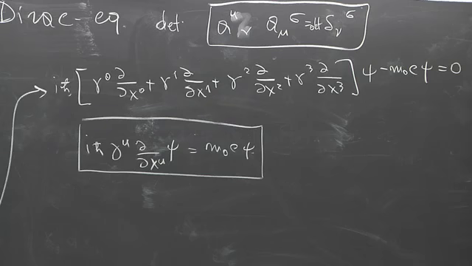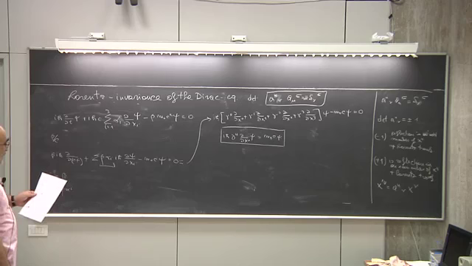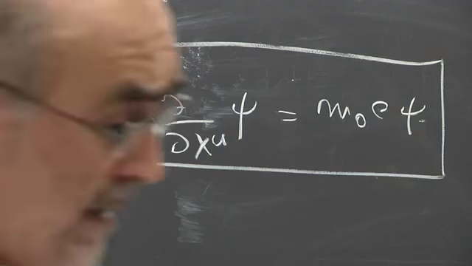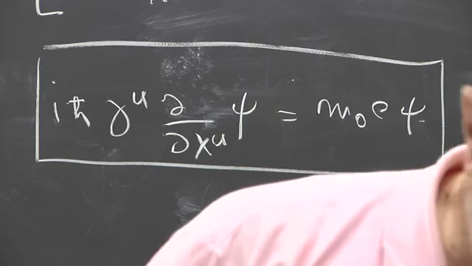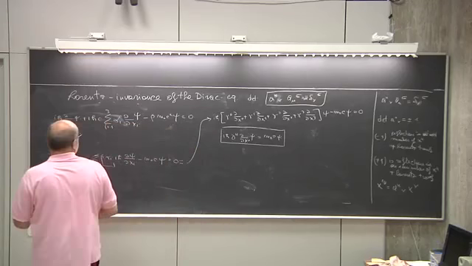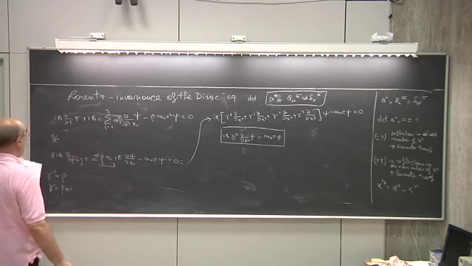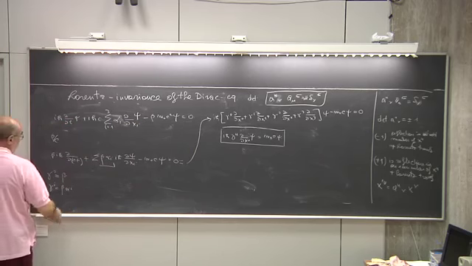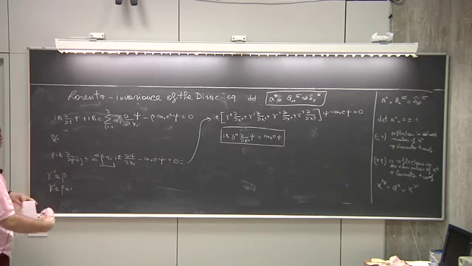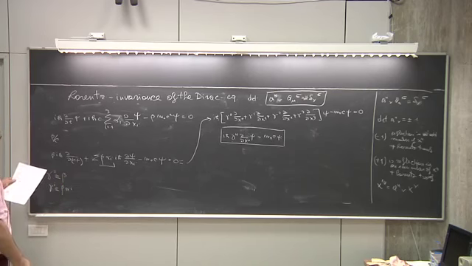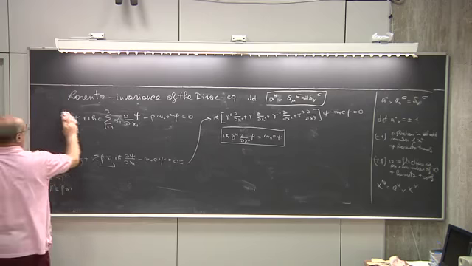Now let's look at some of the features of the gamma matrices, because there are features that are extremely important for us. Is it clear? This is the definition of the gamma matrices. Now let's look at how they are and so on.